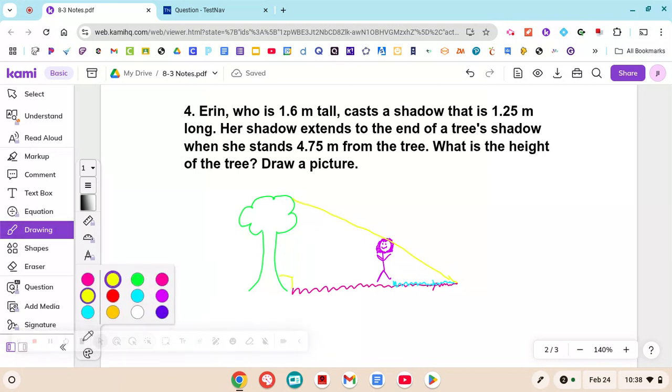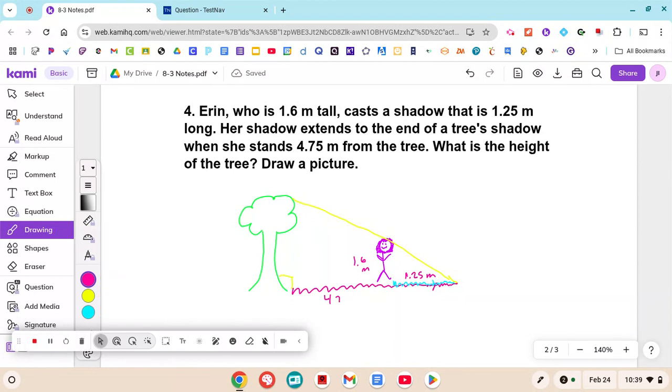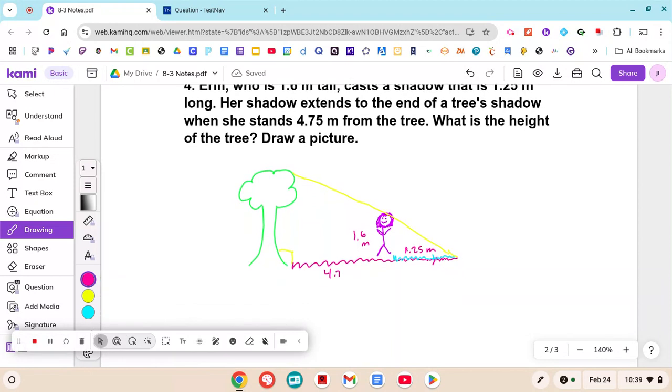There's a right triangle here. Maybe I'll split this up in just a second. But some of the other information, we've got the height for the person, 1.6 meters. We have cast a shadow that is 1.25 meters long. She is 4.75 meters from the tree. What is the height of the tree? Whew. Okay.